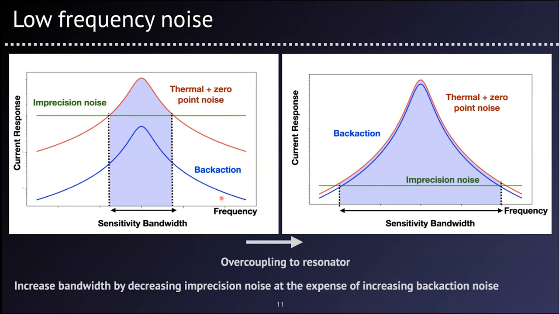And so we can adjust these depending on how we couple to our resonator such that we can increase our sensitivity bandwidth. And so that's what's being shown here on these slides. So if we can increase our bandwidth by decreasing our imprecision noise, so this is this green line, at the expense of increasing the so-called back action noise, so that's shown in red. And so that's key to achieving our scanning goals, our scan rate goals.